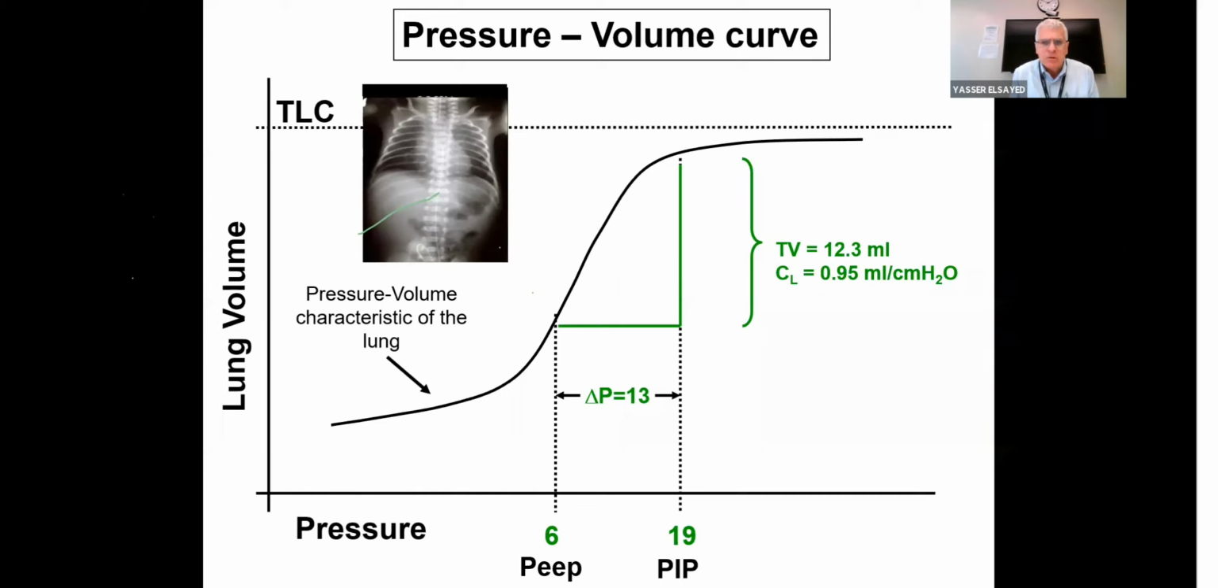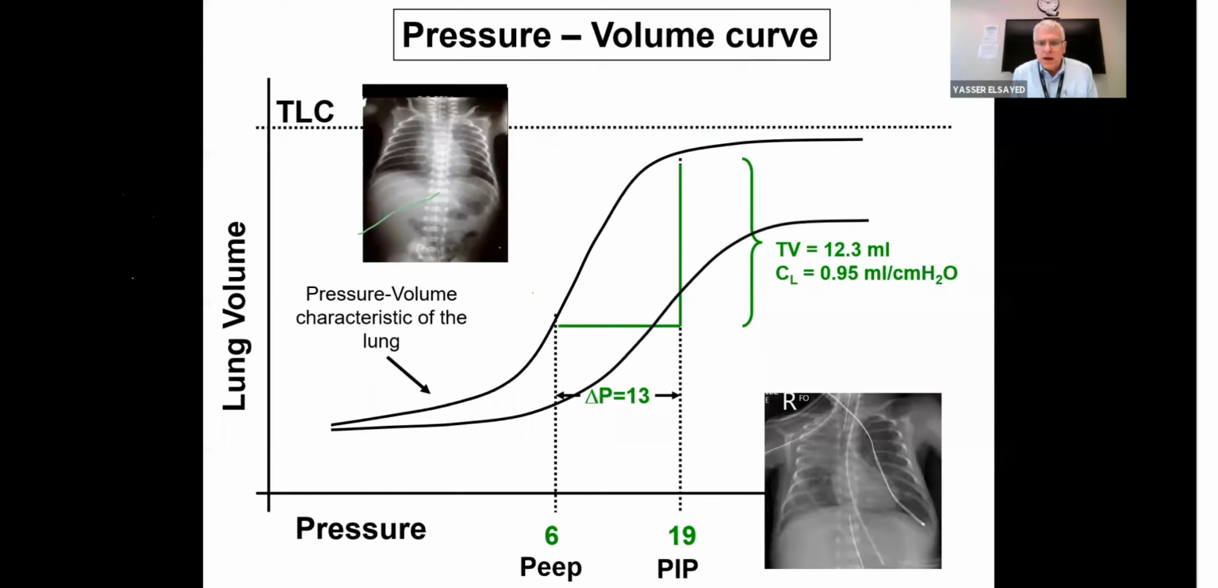The tidal volume that you get with those pressures is about 12.3, very good compliance, almost 1, and your delta P is 13. Now, all of a sudden, the baby develops an upper right collapse, secretions, whatever. So now the compliance curve has moved down. You're not dealing with the same compliance curve. The compliance curve has moved to the right and down.